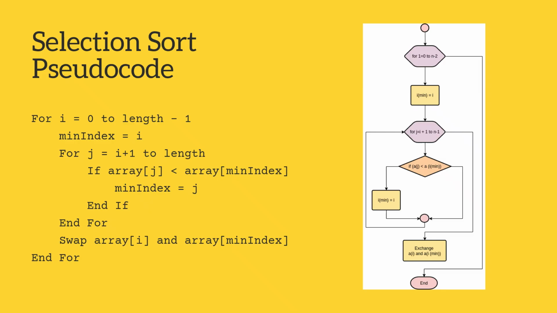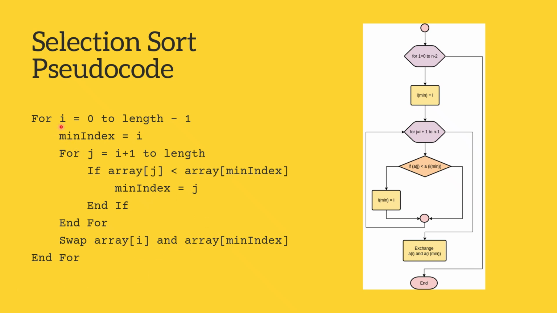So here's the pseudocode for the selection sort. This algorithm, again, finds the smallest value and puts it in the correct spot. It's like sorting a hand of playing cards. You find the lowest, move it to the front, and then repeat for the rest. So let's break this down a little bit.